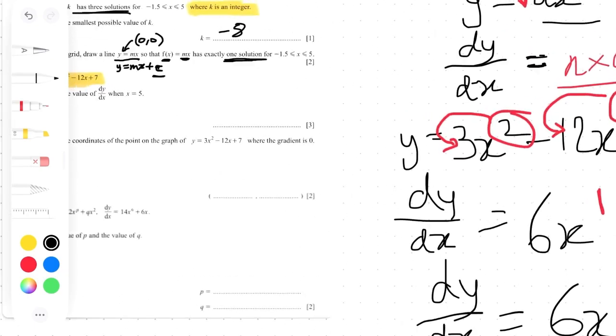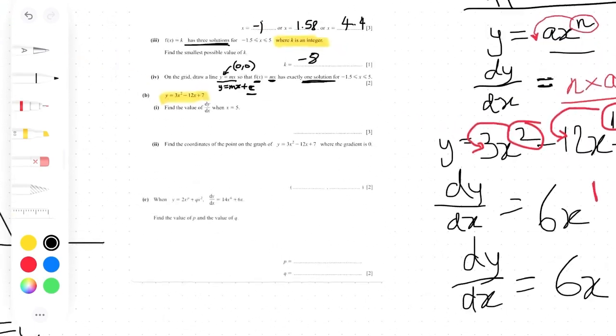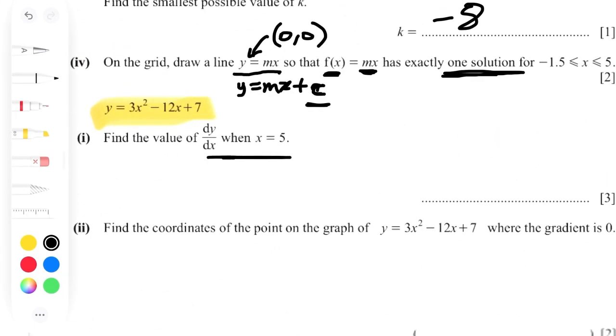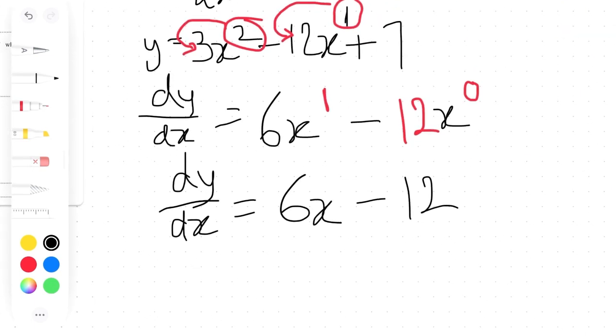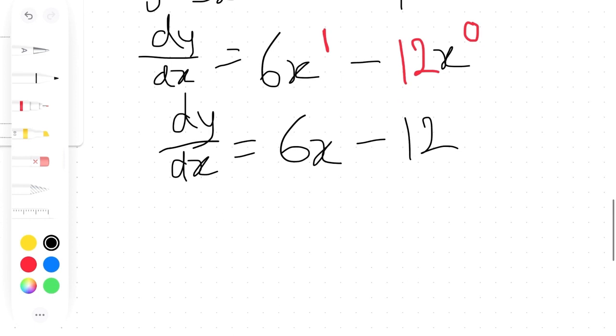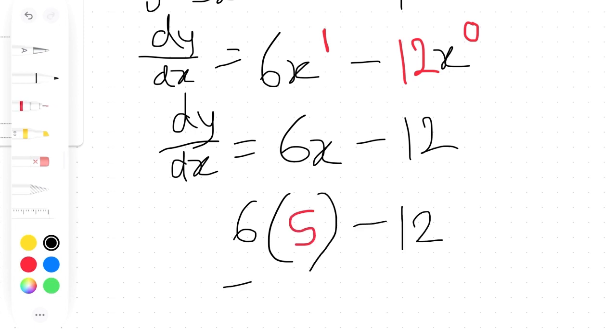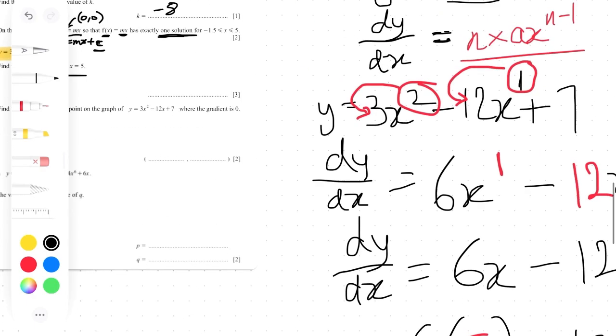So now it's saying, what's the value when x is equal to 5? So to do that, all we have to do is substitute in x equals 5 into the equation. So that would give us 6, and then substituting x equals 5 into the equation, minus 12. And that would be 30 minus 12, which is 18. So the answer is 18 here.